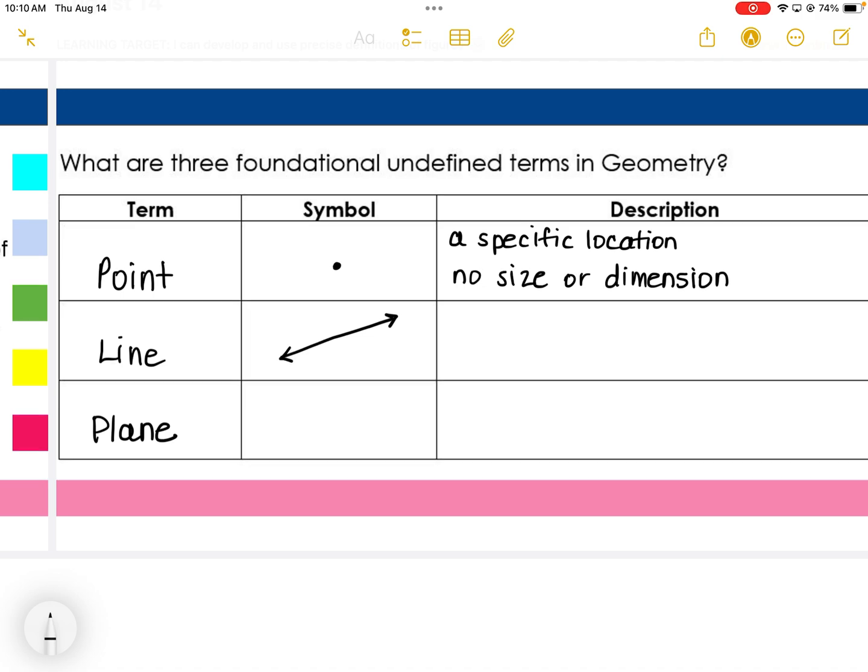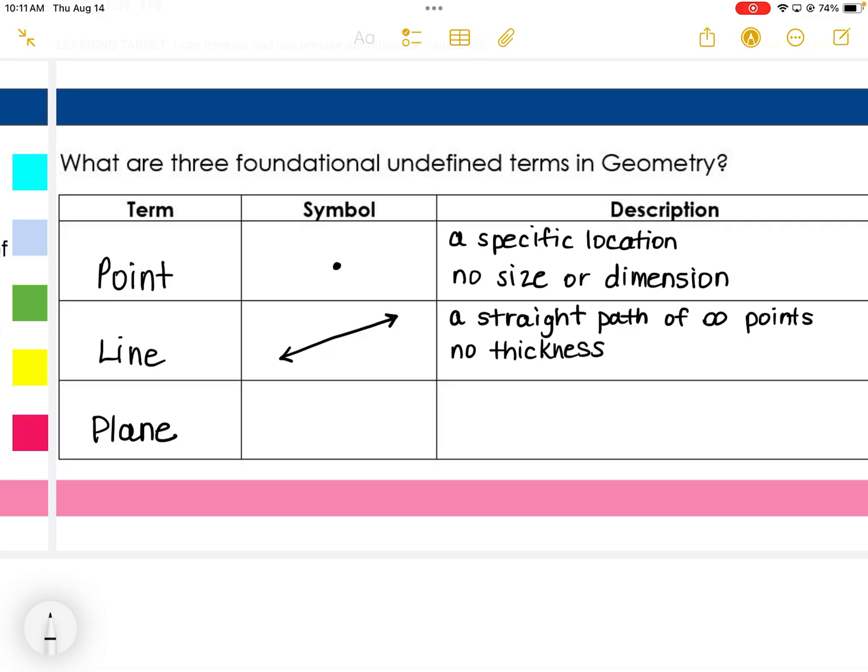Now, lines are made of an infinite number of points, okay? And it's a straight path of, and I'm going to use this infinity symbol, infinite points, okay? So it's infinite points all in a straight path. It goes on infinitely in the opposite directions of that path. There is no thickness to it. There is no width.